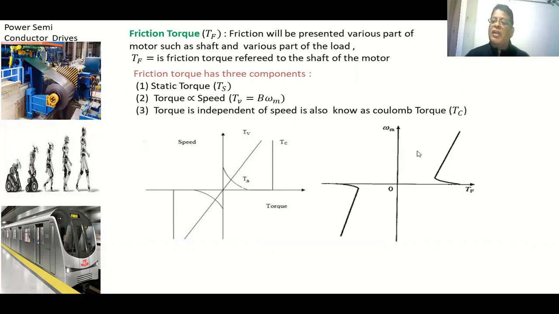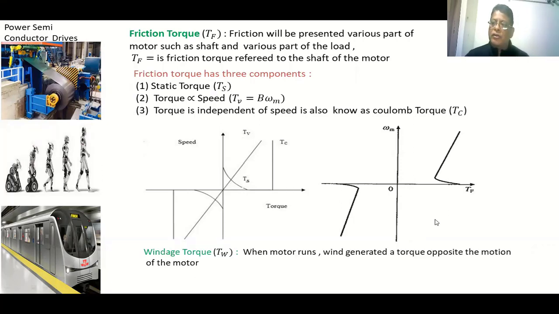This represents the positive direction of the speed, and this represents the negative direction of the speed. The positive direction means we are assuming that the motor is rotating in one direction. Suppose the motor is running in the opposite direction, that is a negative speed.